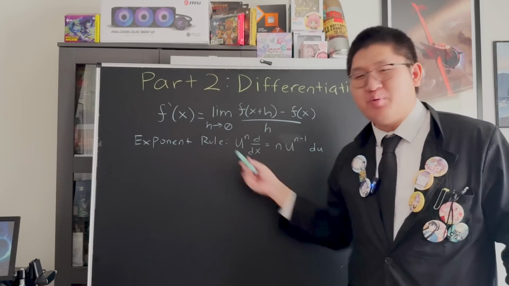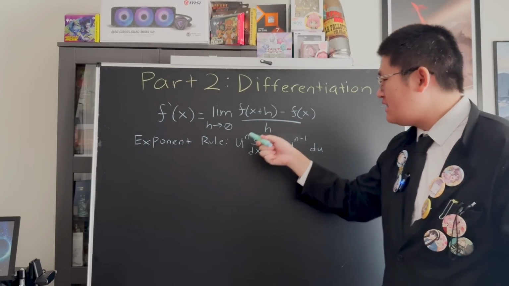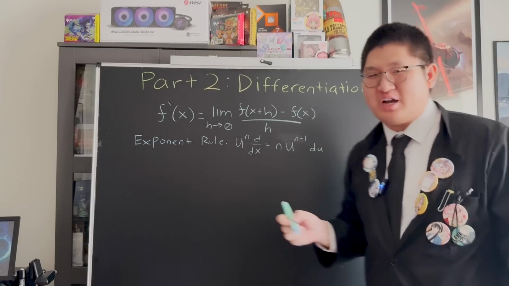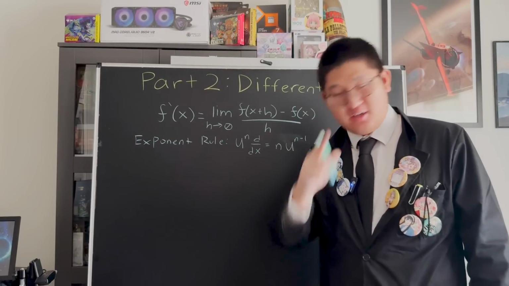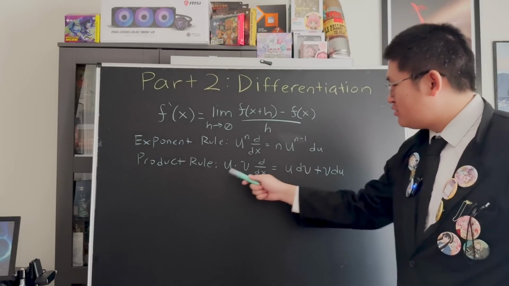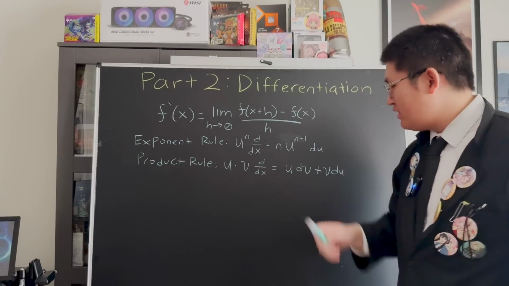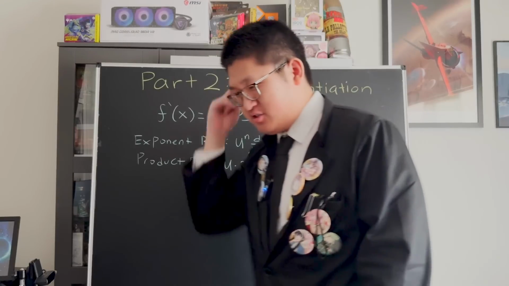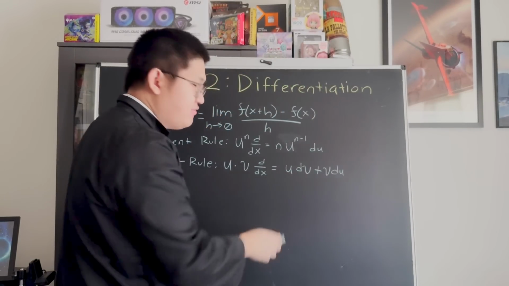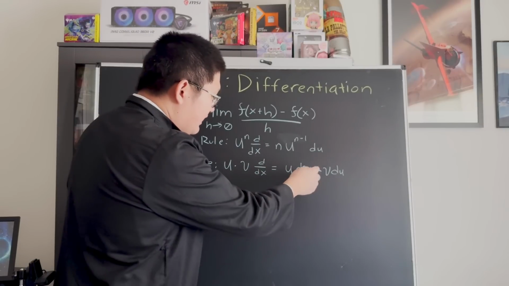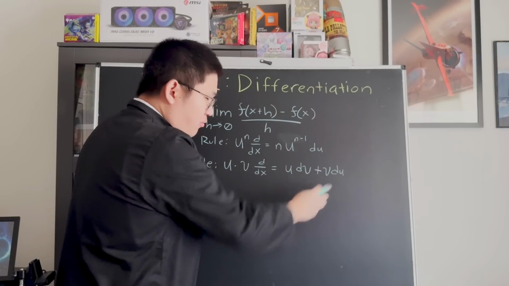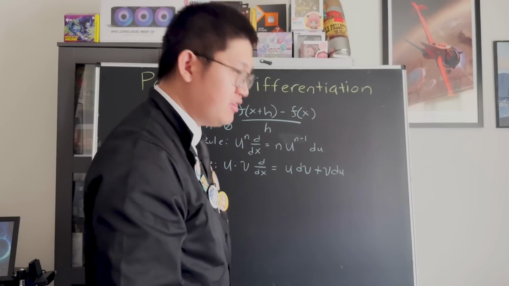Boom! Exponent rule, where you take the function's exponent, bring it down, and subtract 1 from the exponent spot. Pretty neat. Boom! Product rule, where if you have 2 functions multiplied together with its derivative, you will split it into 2 parts: the first function u multiplied by the derivative of the other function dv, then adding it with the other way around, the function v multiplied by the derivative of u.